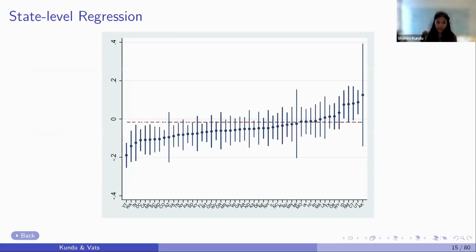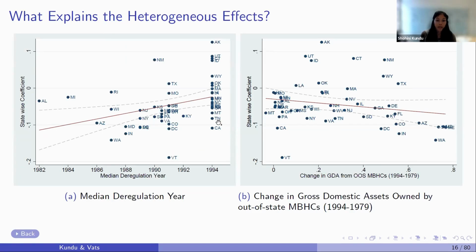A key finding here is that there are heterogeneous effects in the point estimates across different states. States like Vermont, Washington, Indiana, and DC have a very negative point estimate, while states like Alaska, Utah, Connecticut, and New Mexico are very positive. Putting these two things together, we try to explore what potential factors can drive these heterogeneous effects. What we find is that the median deregulation year and the change in the amount of assets held by out-of-state banks are two possible determinants of the state-level estimates.